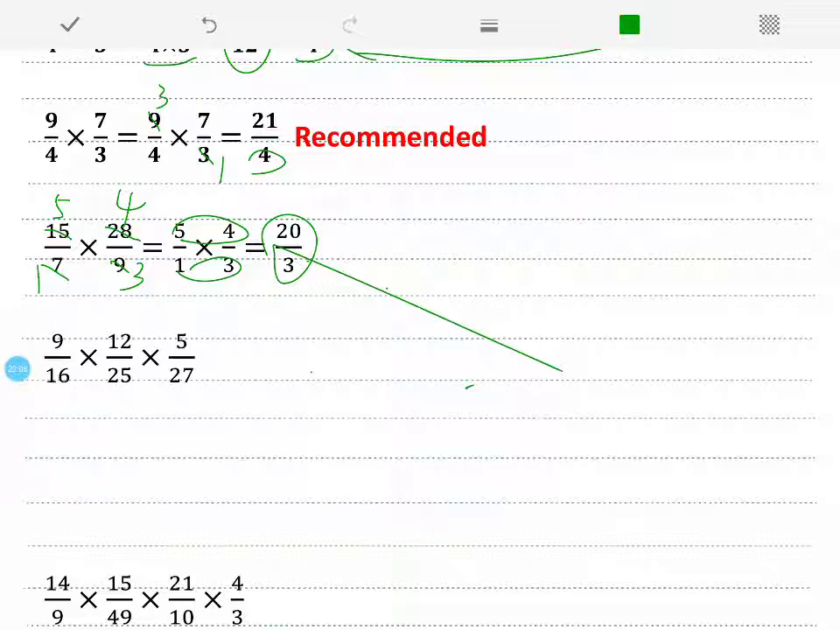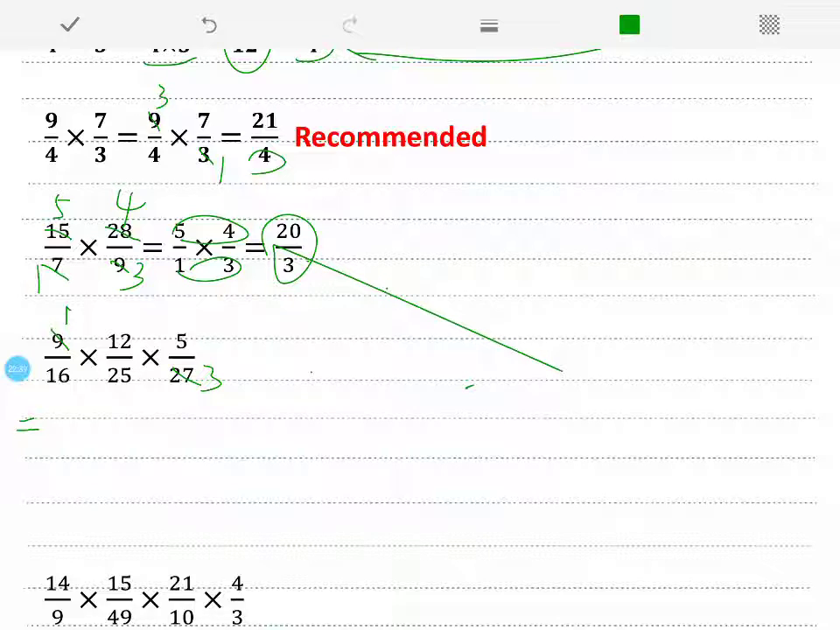Okay, next. Three fractions multiplied together are basically the same. We can do it the same way. So you choose 9 and 27, because 9 and 27 have the common factor 9. So 9 becomes 1, 27 becomes 3, both numbers divided by 9.